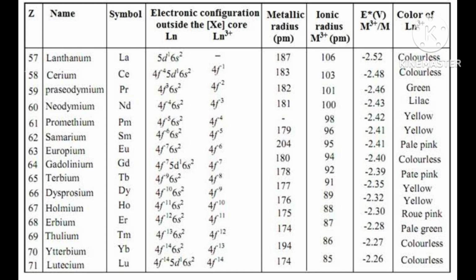But here in this case europium, it is 4f7 6s². Then this is an extra stability, 4f7. Then now here you will get a larger value, 199 for Ln. Ln means radius, 199, and for Ln3+ it will be 95, less.